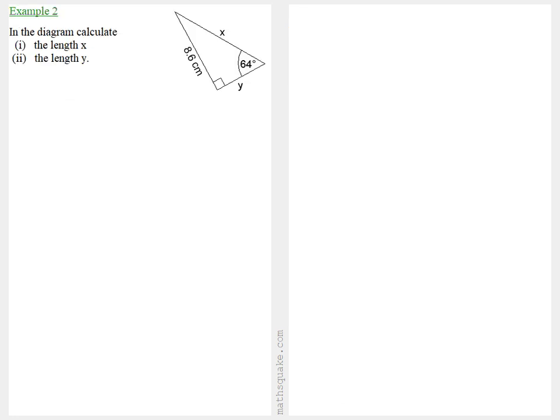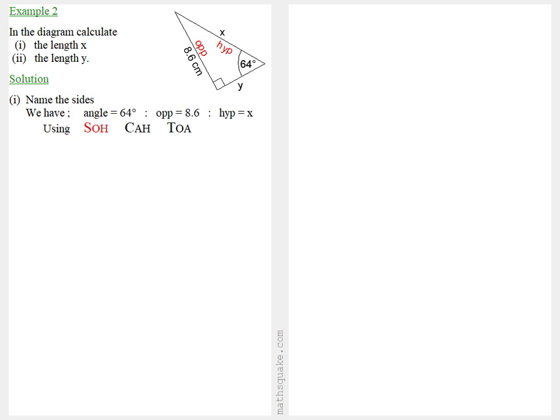In example 2, we're given a triangle and we're asked in the diagram calculate the length x and calculate the length y. So for part 1, the first thing to do is name the sides. Now the angle is 64 degrees, and we have the opposite side is 8.6 and the hypotenuse is x. So we're going to use SOH. So the sine of the angle is opposite over hypotenuse.